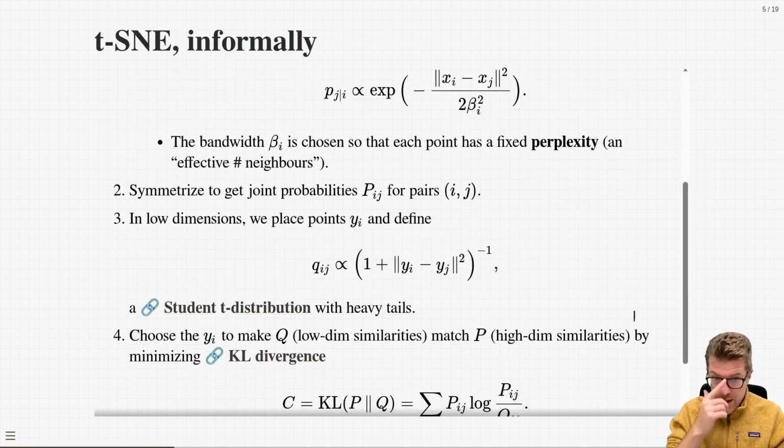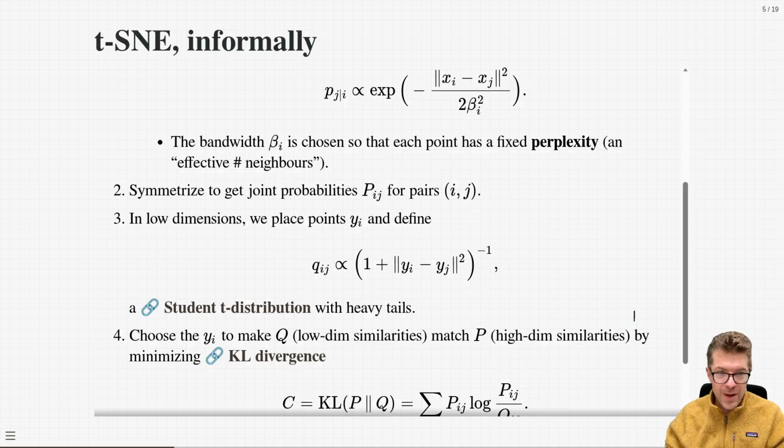So the second step is to symmetrize to get these joint probabilities. The probability of i being a neighbor of j and the probability of j being a neighbor of i should be similar or identical. So we want to make these symmetric. Take it as read that that's what we're doing.